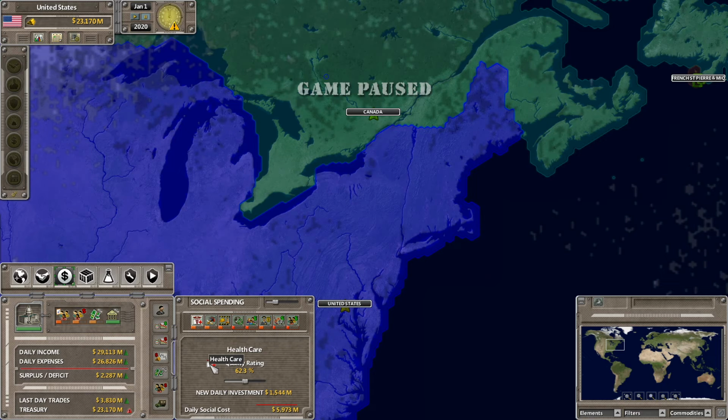Now, let's talk about what these all actually do. Healthcare is pretty obvious. This is the healthcare system of your country. The better the quality rating, the less likely anybody is to die, and the more likely someone is to be born successfully. This is a very important thing to have funded to raise your population, but also to keep your population happy. Because, if everyone's dying and no one's being born, that's a recipe for an unhappy population. A lot of these are a recipe for an unhappy population, but this is especially one of them.